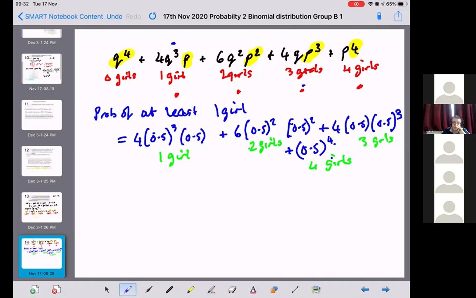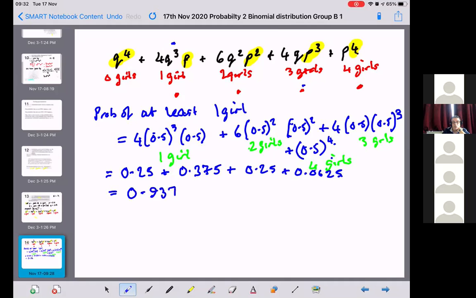What you should get here is 0.25 first term, plus 0.375, plus 0.25, plus 0.0625, and all that adds up to 0.9375 as the probability of having at least one girl in that family.